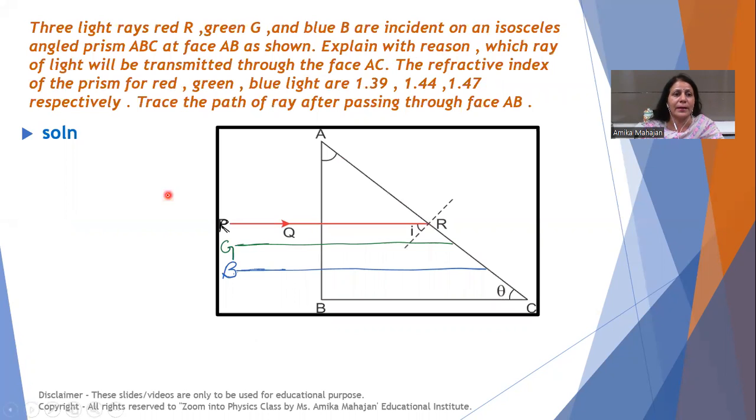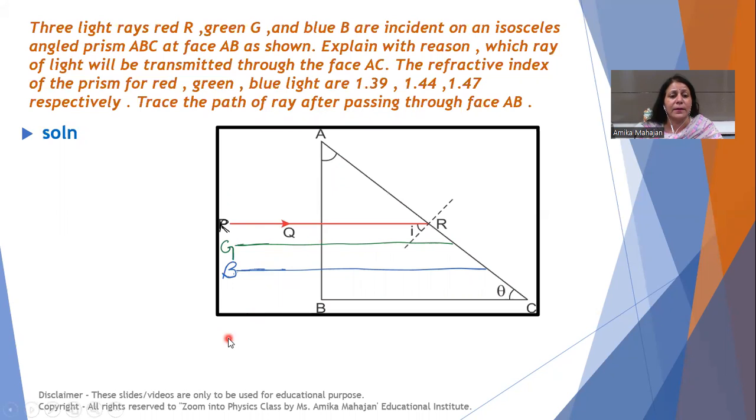Next question: three light rays, red, green and blue, are incident on an isosceles right angle prism ABC at face AB as shown. Explain with reason which ray of light will be transmitted through face AC. The refractive indices of the prism for red, green, blue light are given. Trace the path of the rays after passing through face AB.